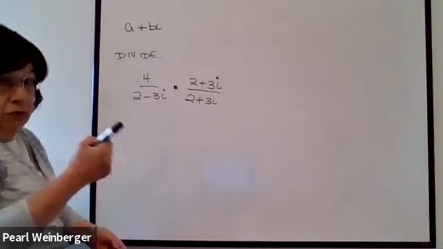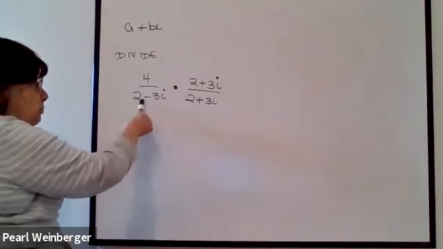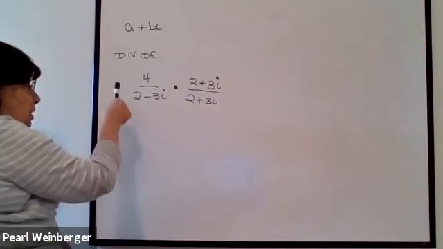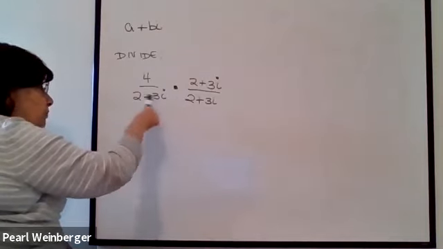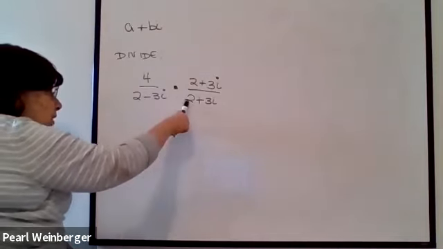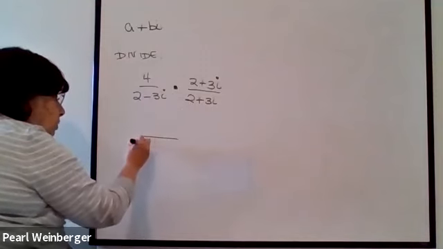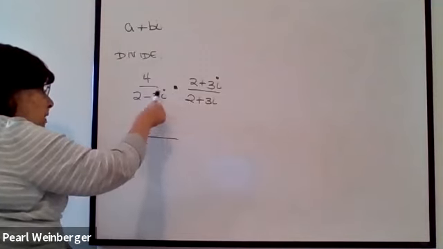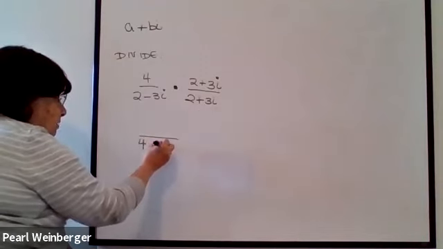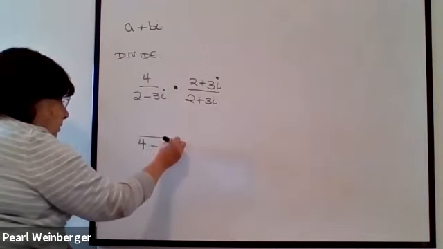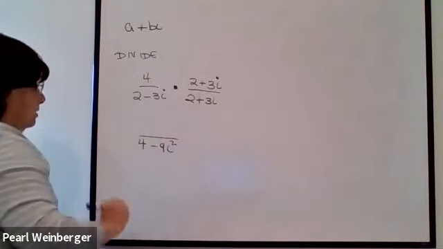Again, like I did with the radicals, I'm going to deal with that denominator first. And remember, since these are conjugates, I just have to multiply the first and the last. 2 times 2 will give me 4. Negative 3i times positive 3i is negative 9i squared. Don't forget that i times i is i squared.